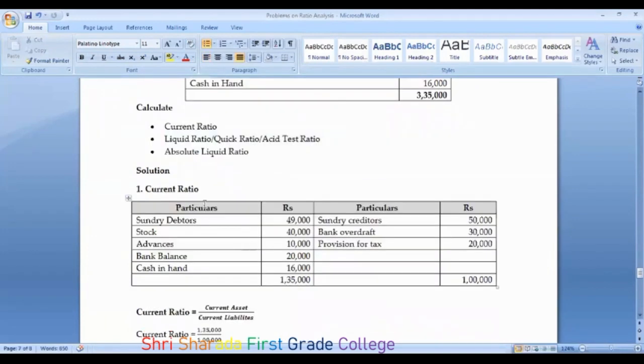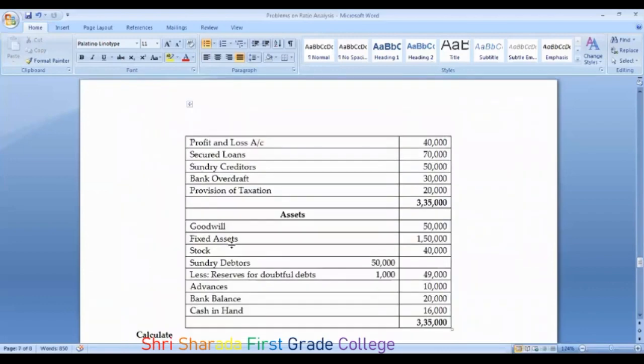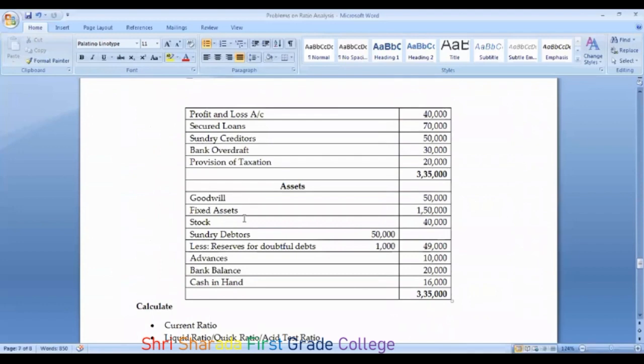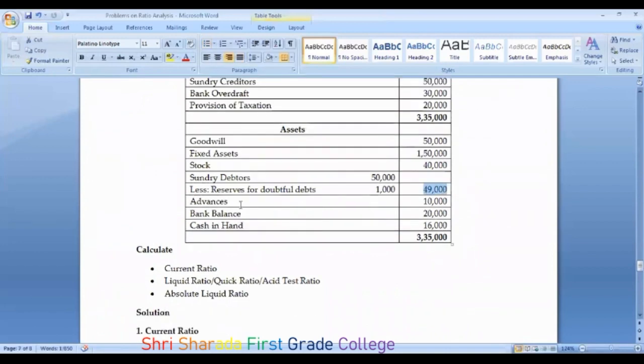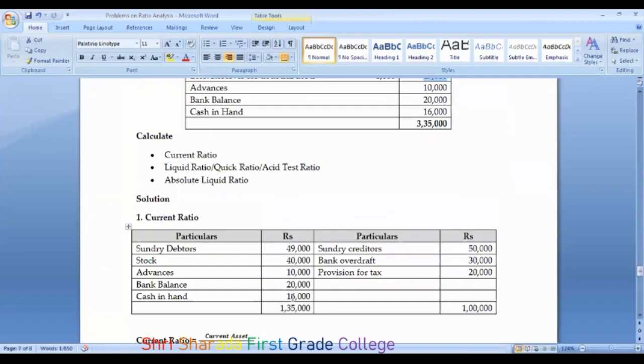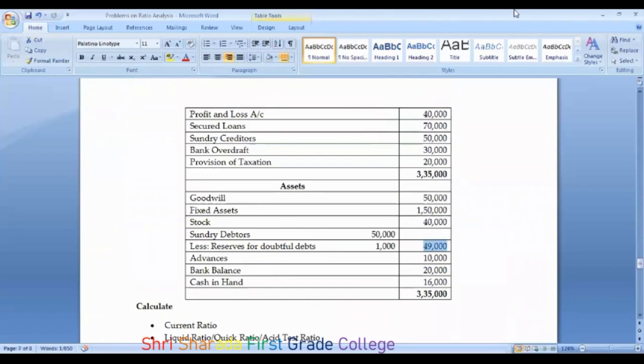See, find out the current ratio, take all the current assets, advances, bank balance, cash in hand. Be very particular. Goodwill and fixed assets will not appear. Stock is a current asset, sundry debtor is a current asset, but except the reserve for doubtful debts, the value which is already been given. Take that except the reserve for doubtful debts. Even though it is mentioned in the adjustment, it has to be deducted and taken into consideration. Advances is given, bank balance is given, as well as the cash in hand given. So which gives you 1,35,000. So now look at the liability.